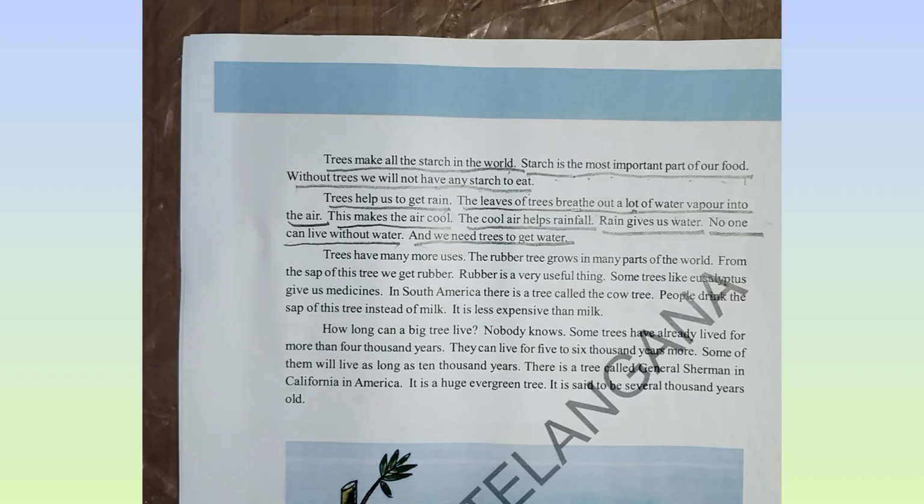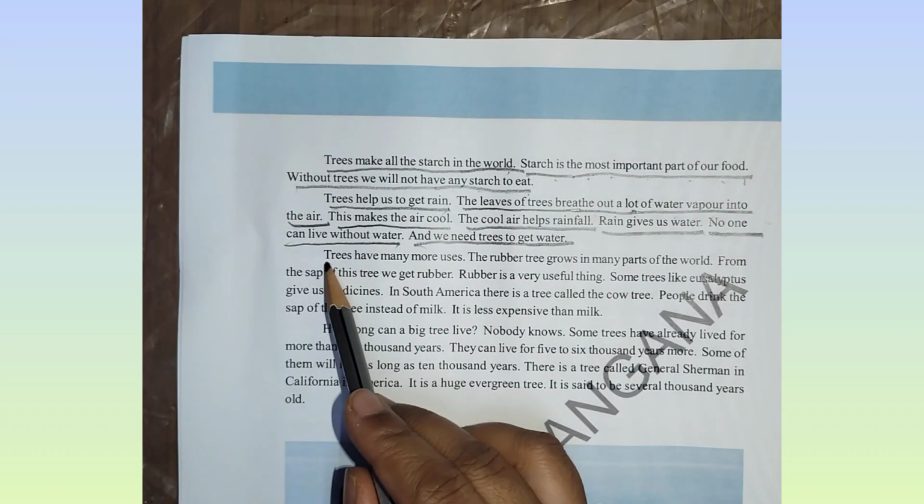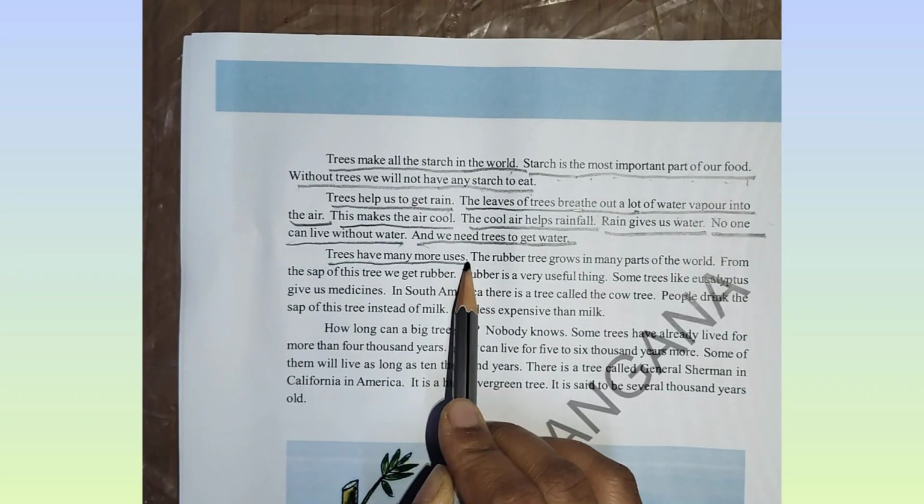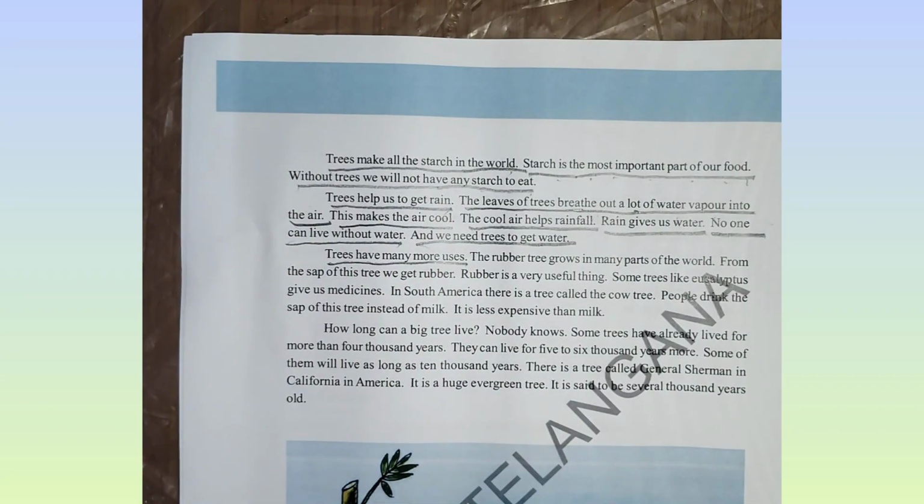Without water nobody will live on the earth. Everybody will die without water, not only people but animals and everything else. Water is not only for people and animals; even trees require water. Trees have many more uses, they are saying.